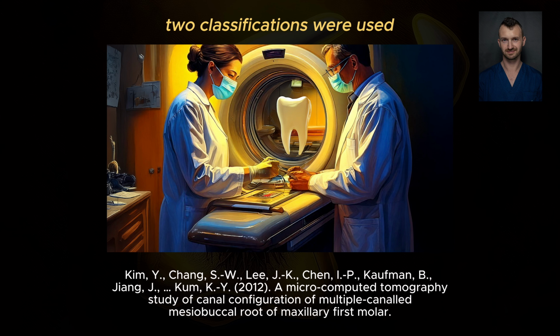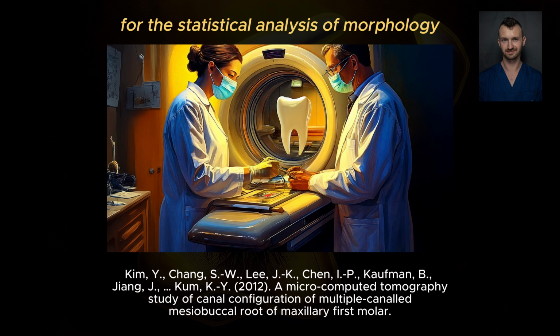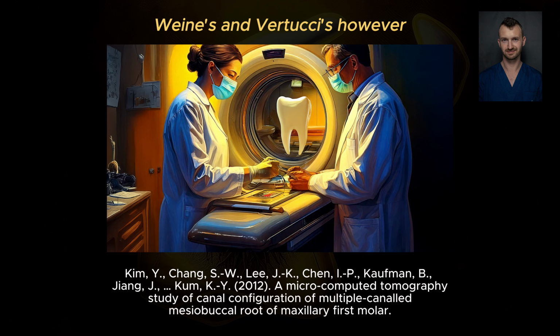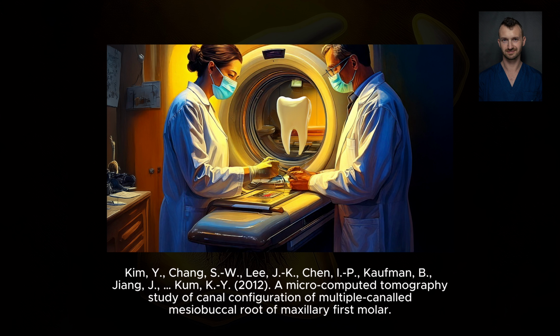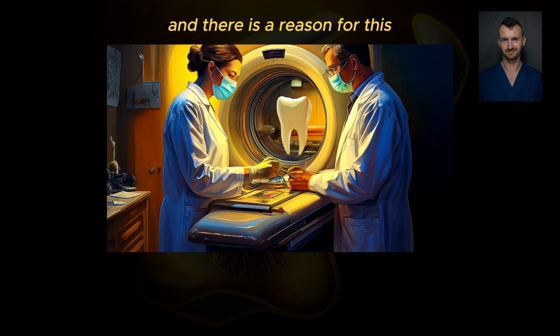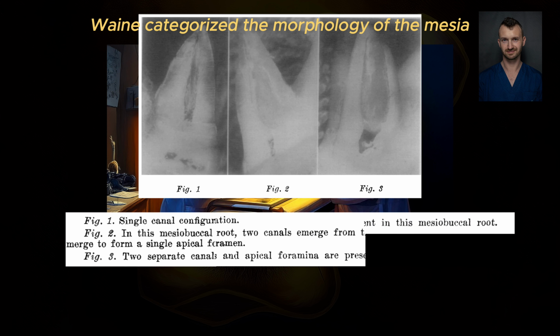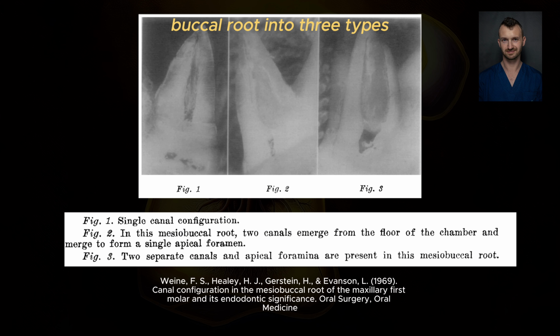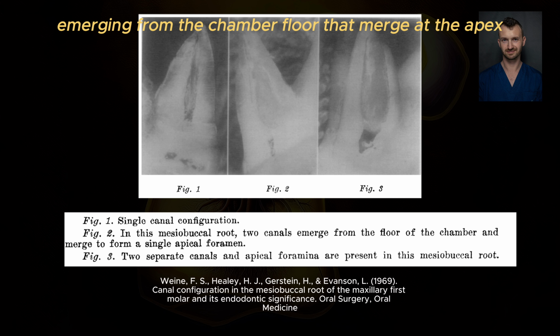2 classifications were used for the statistical analysis of morphology: Weine's and Vertucci's. However, Weine's classification was ultimately rejected, and there is a reason for this. Weine categorized the morphology of the mesiobuccal root into 3 types. Type 1, a single oval orifice with a single root canal. Type 2, 2 canals emerging from the chamber floor that merge at the apex. And type 3, 2 separate canals with distinct apical foramina.